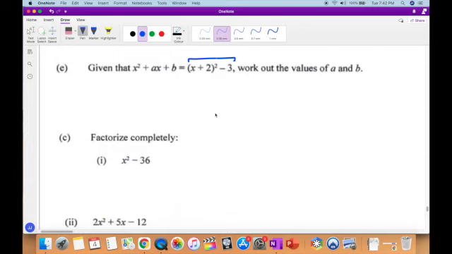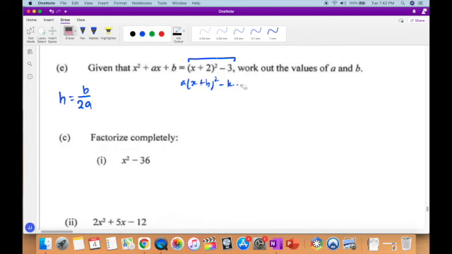Yes, sir. Does that look familiar? Yeah. All right. So this is of the form completing the square, right? So we have, this is of the form a, where a is 1, into x plus h squared minus k, right? Where we know h is equal to b over 2a.